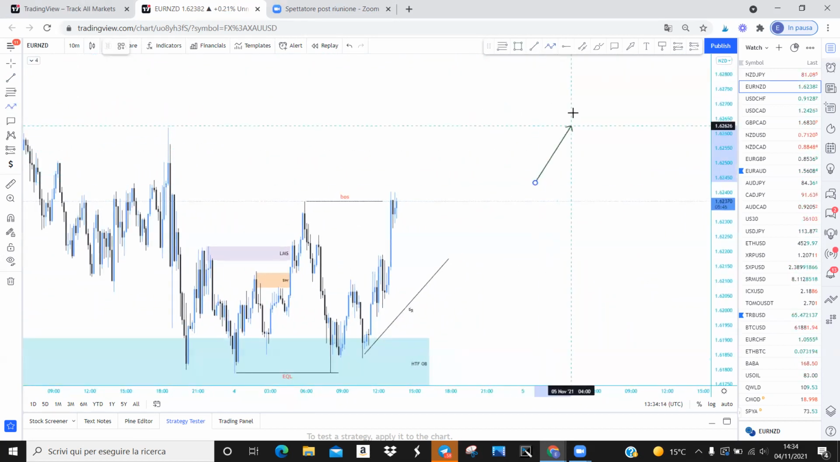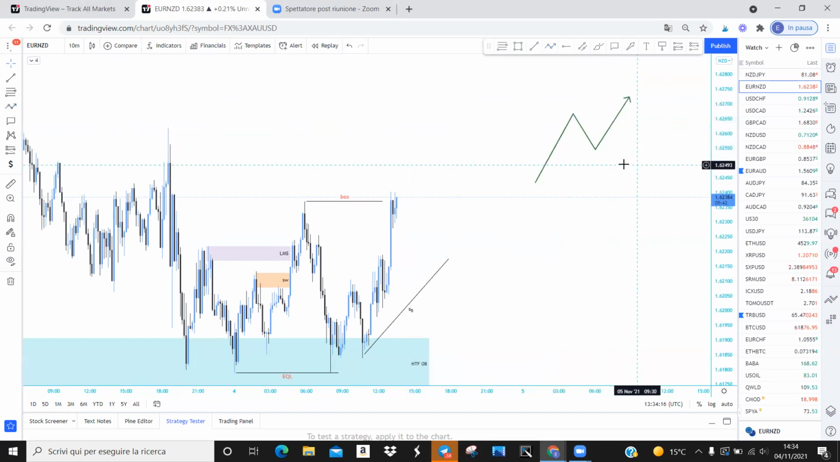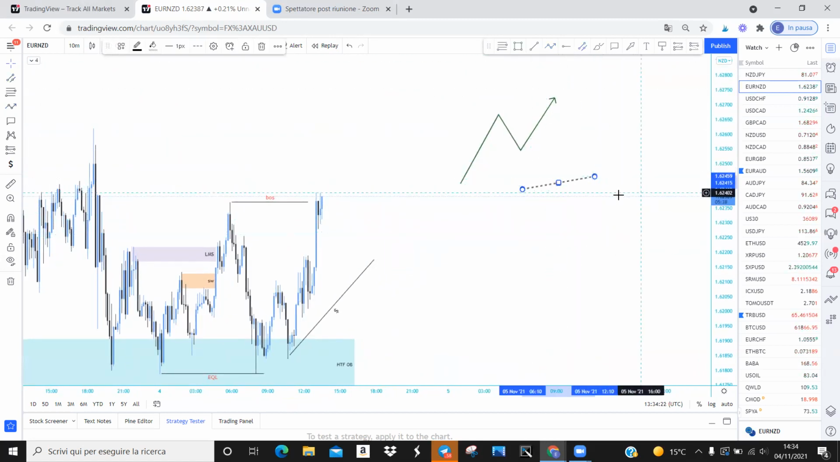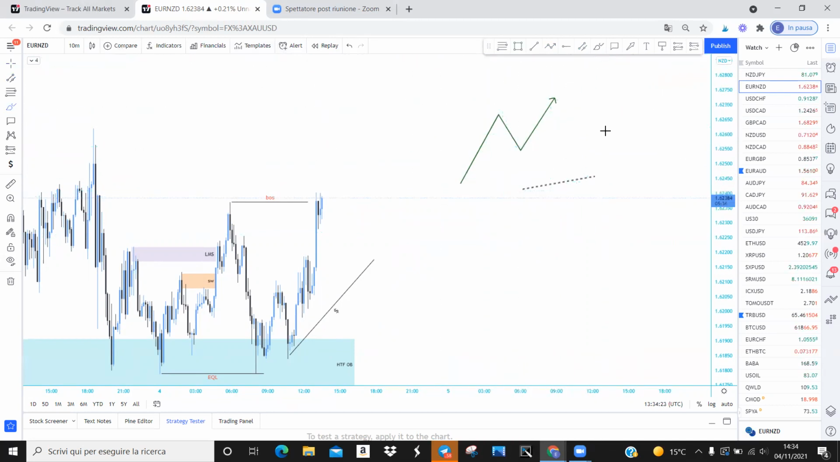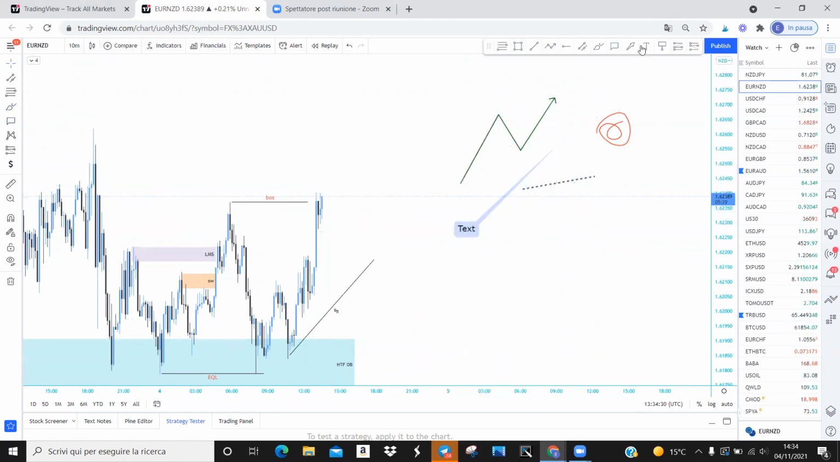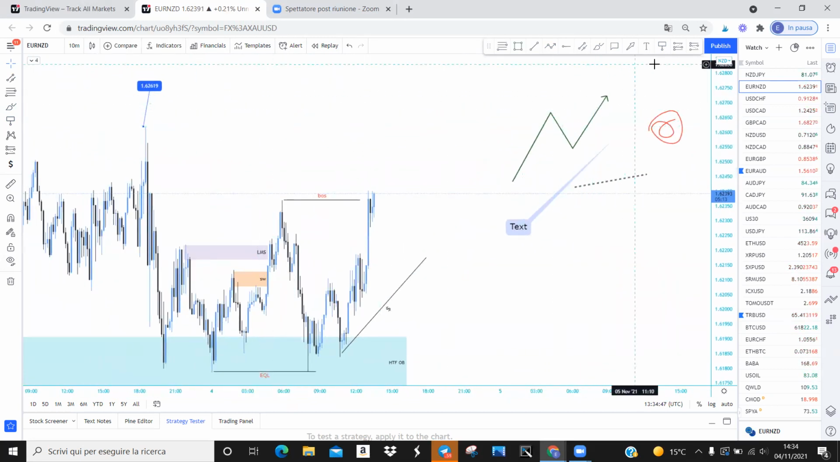Then I use just this stuff for educational purposes. Also these, just educational purposes. Brush, educational purposes. Call out, when I need to write something, but still educational purposes. Text, same thing. Here, this gives you the exact price of where you put it. So if I put it here, it's a price. If I put it up here, it's another price. If I put it here, it's another price. Could be helpful. Sometimes I like to put it on charts.